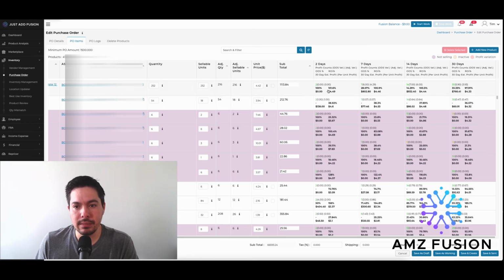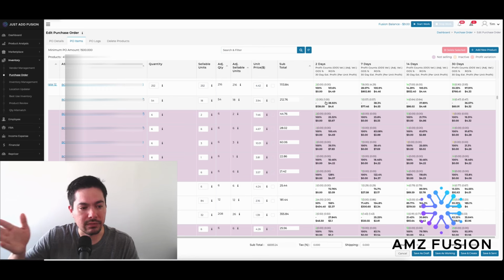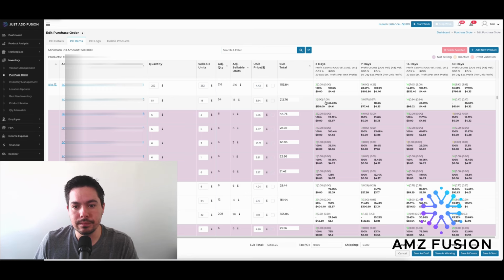So the next step is this first set of parentheses, which is the out of stock velocity. So again, what we just talked about: if we were in stock and stayed in stock the entire time, how many units could we have sold? The adjusted velocity is, like I said, an average of these individual weeks put together. We show our out of stock percentage so that you can see here in this product, we've been out of stock 100% of the time for the last 2 days. In fact, we've been out of stock 100% of the time for the last 30 days.